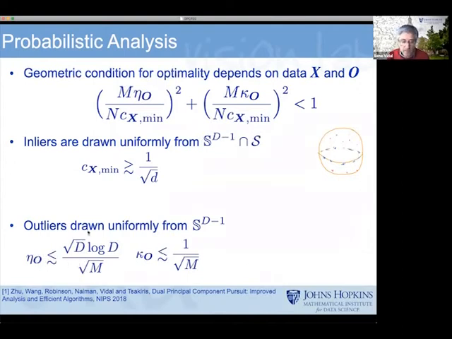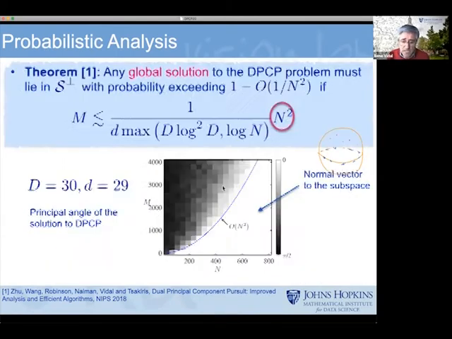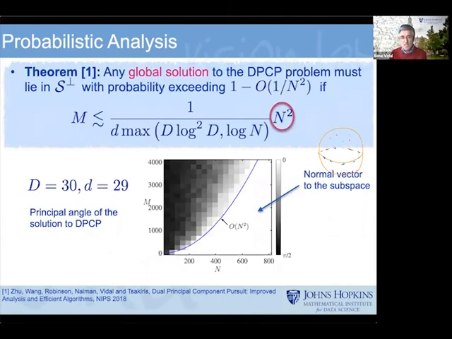And now, with all of these concentration inequalities, we can substitute them into the original geometric condition to get the main result. And so the main result is that any global solution to the DPCP problem must be orthogonal to the true subspace with probability 1 minus O of 1 over n squared. N is again the number of inliers, if the number of outliers is bounded above, on the order of n squared.